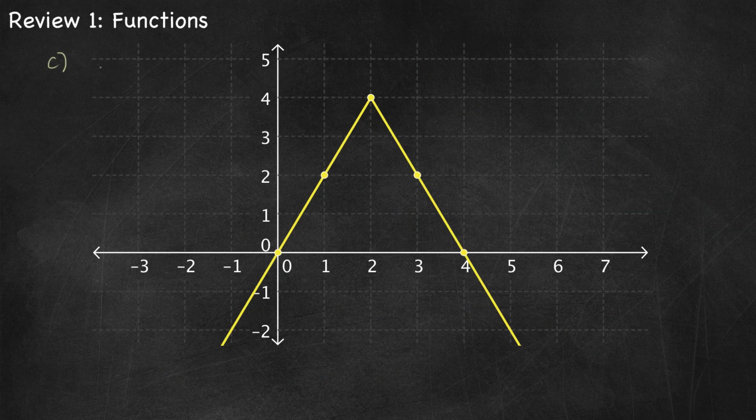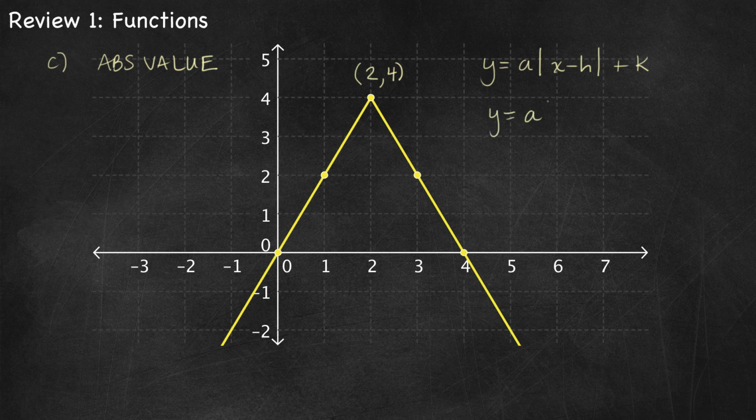Part C, this time we have an absolute value function. So in general, our equation is going to be of this form: y equals a, absolute value of x minus h, and then plus k, where h and k are my vertex. And I can see on the graph that the vertex occurs at 2, 4. So that's my h is 2, and my k is 4. So y equals a times the absolute value of x minus 2 plus 4.